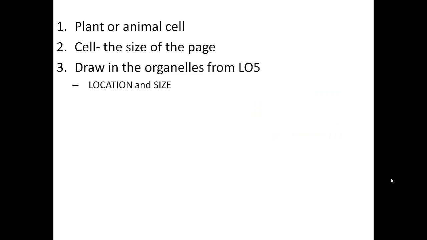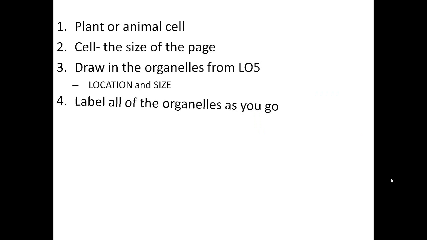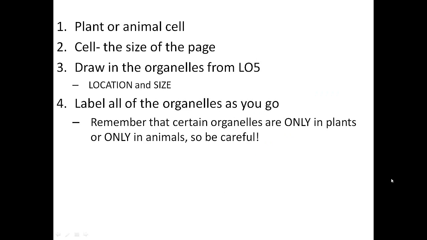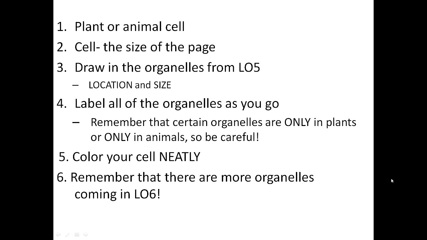Once you do that, draw in your pictures, label the organelles as you go, and remember, don't plunk every single organelle in there, because if you draw a plant cell, there are certain things that are going to be missing from that cell, so be careful. Color in your cell neatly, but again, you're going to be drawing in some more organelles, so you might want to save the coloring till last, and then you'll be able to finish up this diagram after part 2.